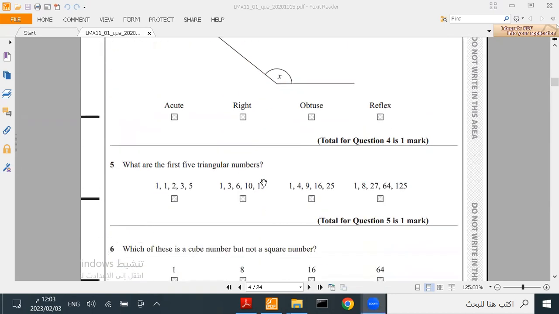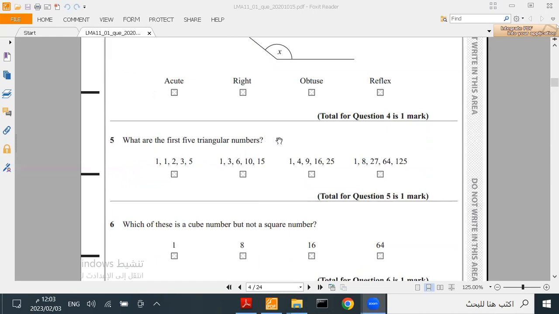Next question. What are the first 5 triangular numbers? Triangular numbers. You studied this in year 5, I think, or 6. Triangular numbers, what does it mean? It means numbers that can make a triangle or can fit inside a triangle. Okay. I don't think we took this before. No, me neither. It's not a big lesson, even in elementary school.